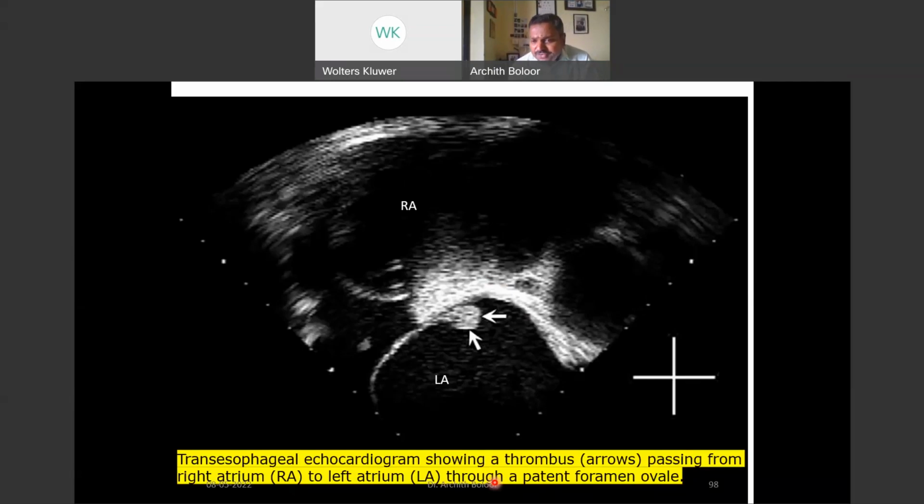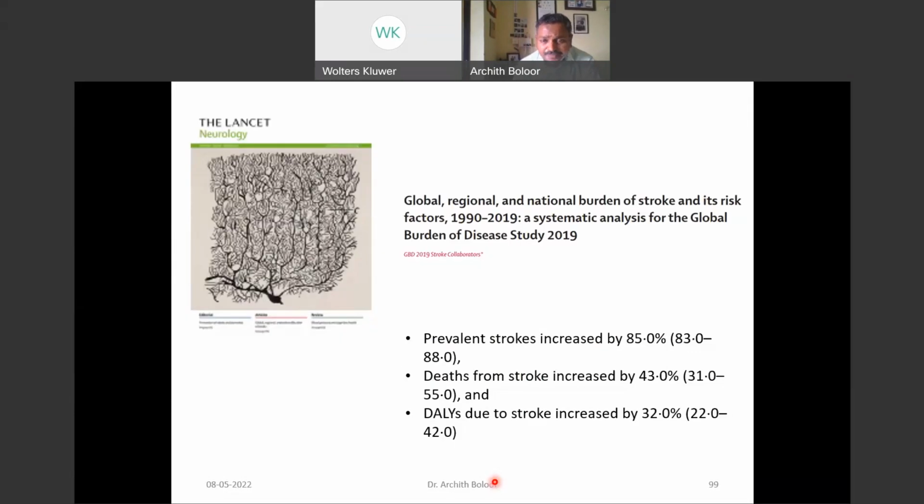PFO can be easily diagnosed by transesophageal echocardiography. You have to understand that the transthoracic may not be useful, and a large number of case reports are there. Here you can see, very characteristically, a thrombus that is sitting at the PFO, and this was picked up only by a transesophageal. It was not picked up by a transthoracic.